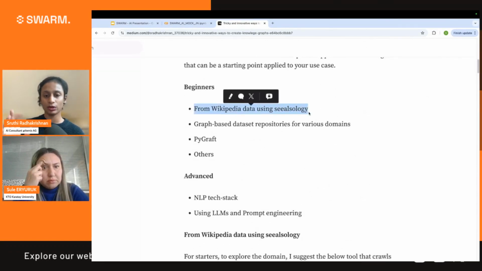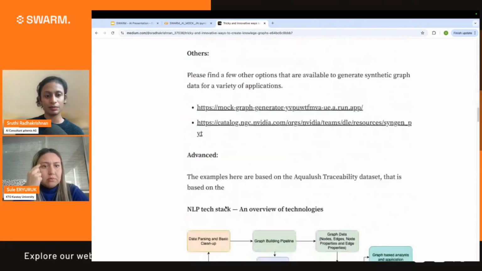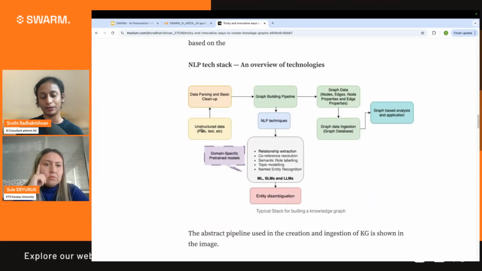If you're a beginner who's just looking to know about knowledge graphs, you can start with tools like Ontology. And there are also advanced methodologies like using NLP, for example. This is how most of the knowledge graphs are built in general, where you have certain unstructured data that you parse and clean up. And there are models that are specifically trained to identify keywords for each domain, like named entity recognition or topic modeling, based on the use case that you're handling. And then you put it into the graph building pipeline, where you get nodes, edges, and certain properties for these nodes and edges. Then you ingest this into Neo4j.